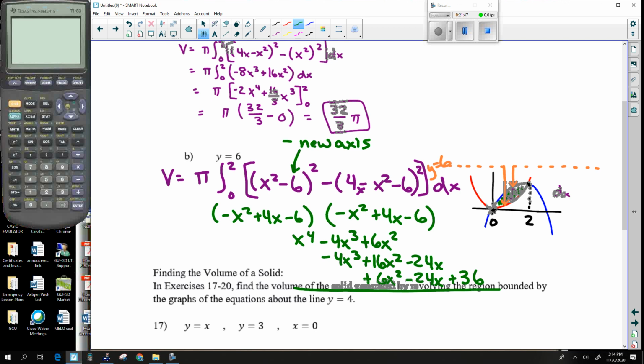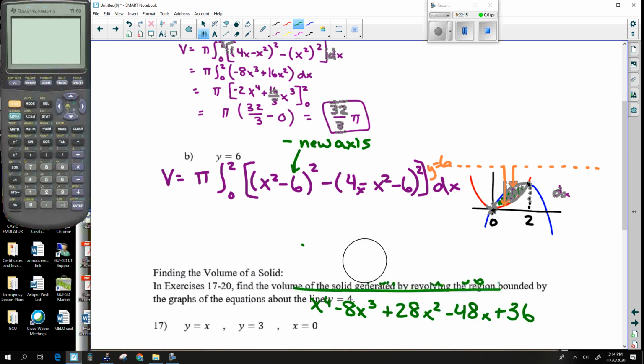So this will come out to be x to the fourth, negative 8x to the third, plus 28x squared, and negative 48x plus 36. I'm pretty sure I'm right with that portion of the problem. I'm going to save that right there.